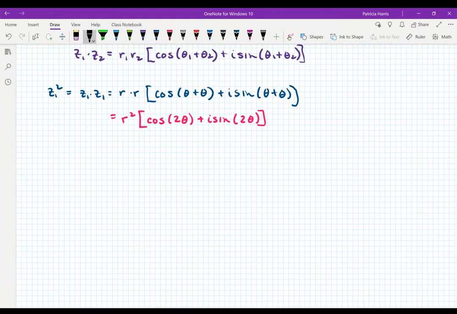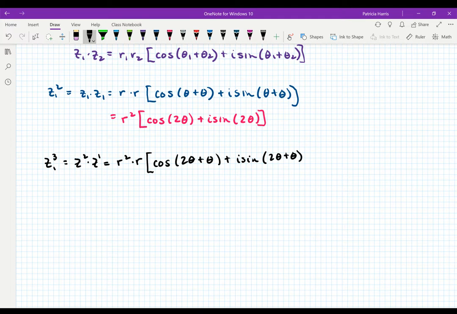Well, if I know that this is true for z squared, what would happen if I tried to find z to the third? Well, I could use z squared times z to the first. So that would be using the multiplication formula. Now remember, everything's the same modulus, same theta. So I'm just building. So now what's a simpler way of writing r squared times r? r to the third. What's a simpler way of writing 2 theta plus theta? 3 theta. Like that.